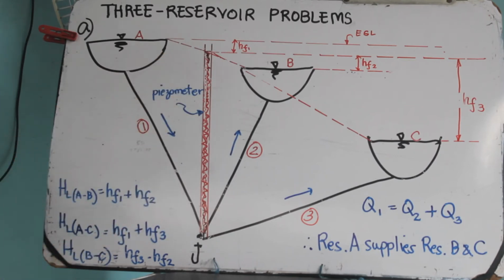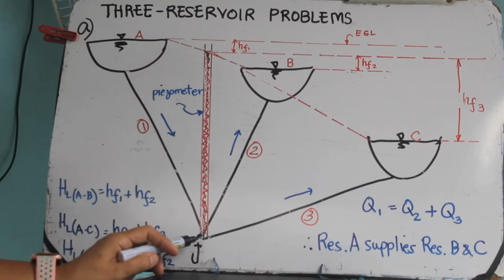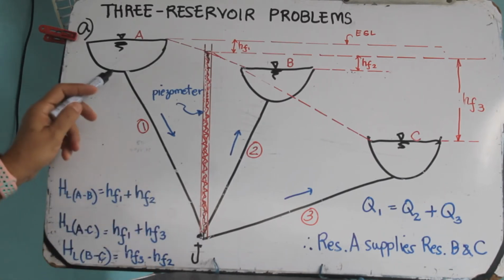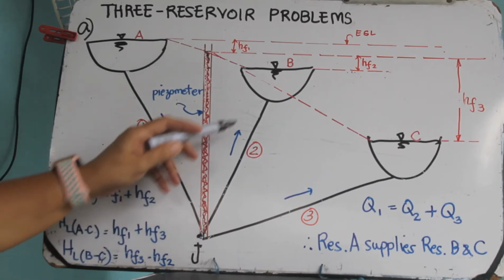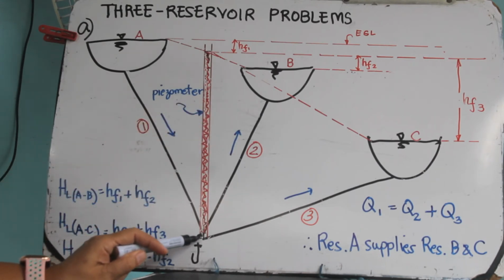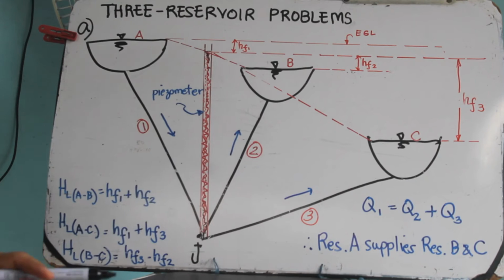the piezometer. This is a piezometer tube that is connected at this point, the junction, where all the pipes leading to or coming from a reservoir are connected. So, ang tawag dito ay junction. Dito lahat nagmi-meet yung tatlong pipes that connect the 3 reservoirs.